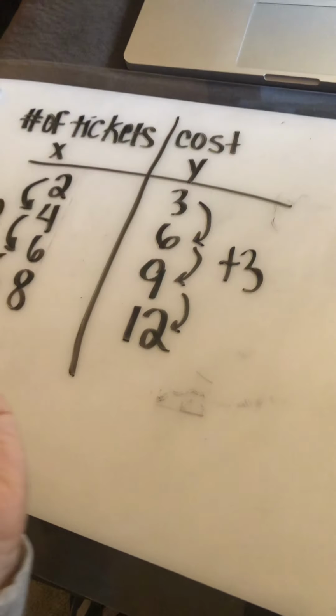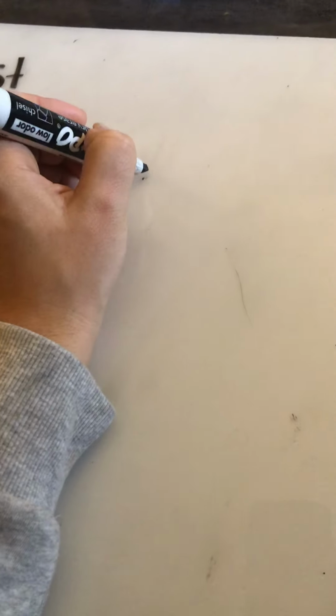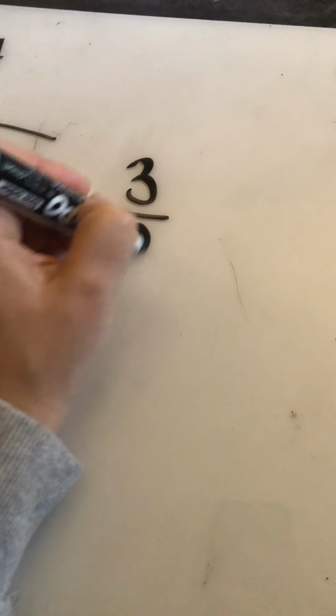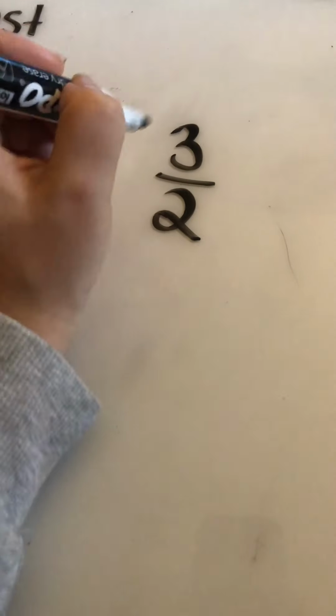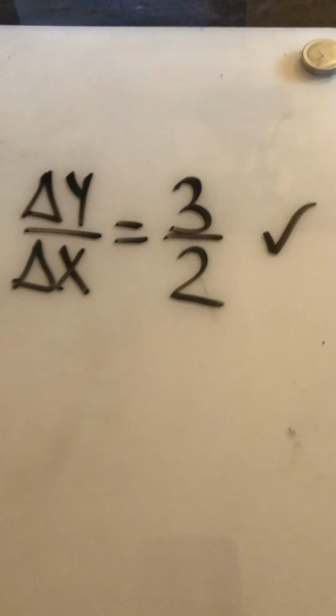Our constant is always going to be the change in y over the change in x. So our constant would be 3/2, and that is in simplest form. I'm going to just slide that over so I can write that for you. Change in y over change in x. This is in simplest form, so we can leave it like that. So check, there's a constant, okay?